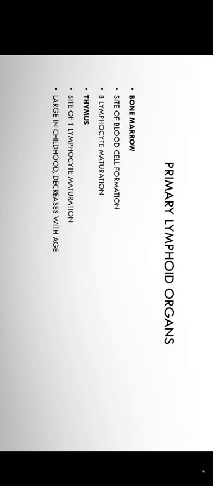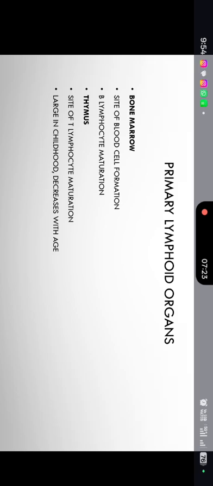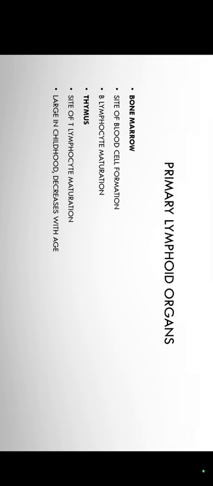Next, the primary lymphoid organs are bone marrow and thymus. Bone marrow is the site of blood cell formation, and B lymphocyte maturation takes place in the bone marrow. The thymus is the site of T lymphocyte maturation. It is large in childhood and decreases in size with age.